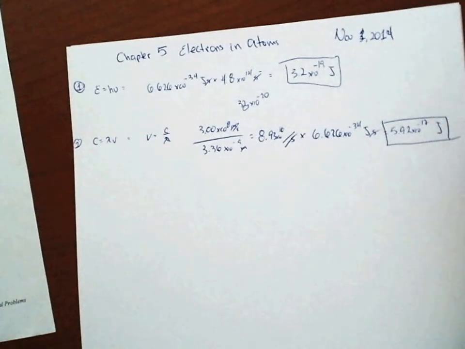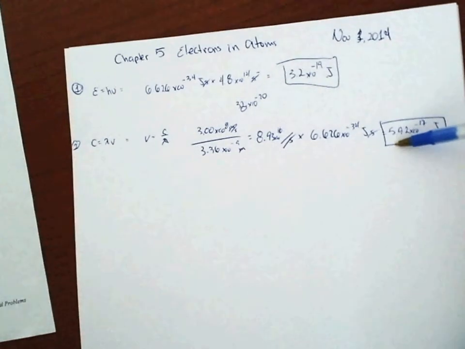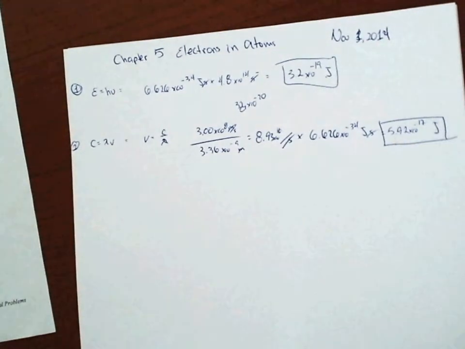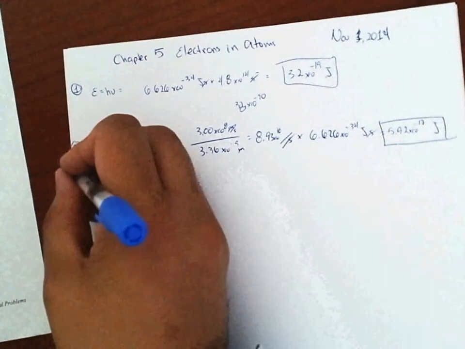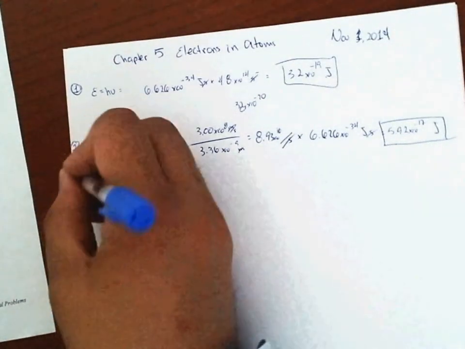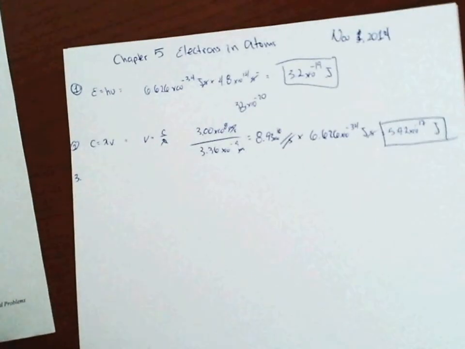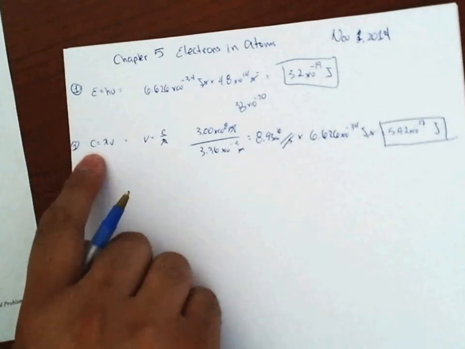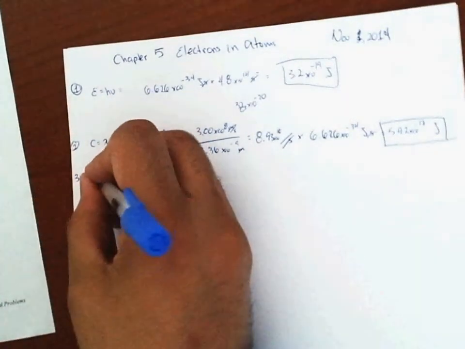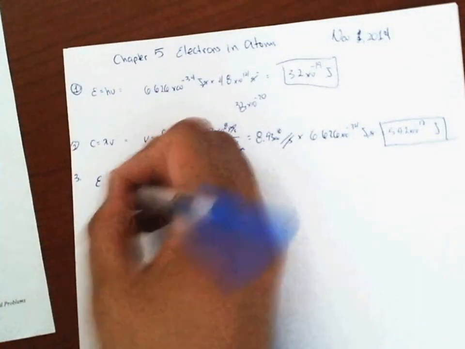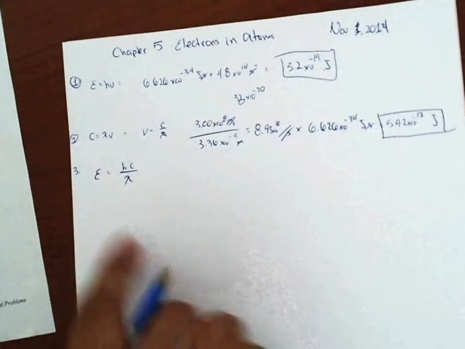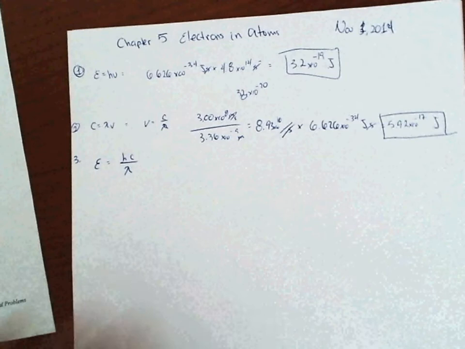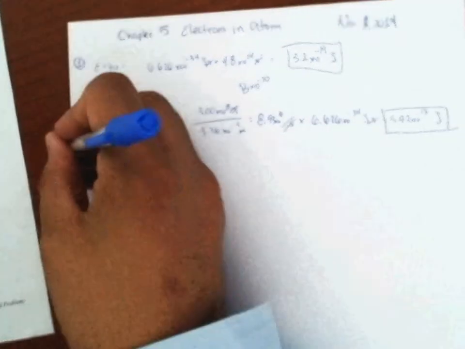So the photon of orange light has less energy than the quantum of radiation having a wavelength of 3.36 times 10 to the negative 9 meters. Number 3 is asking you for the relationship between this equation and this equation, so we can do that to this. And that's all number 3 is asking about.